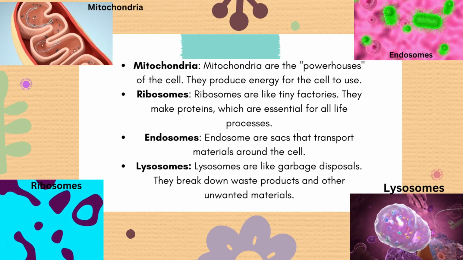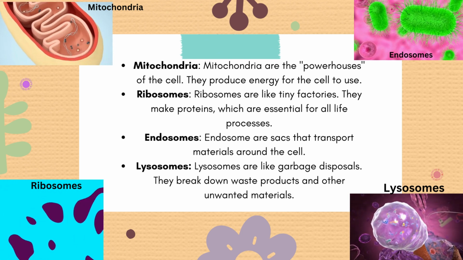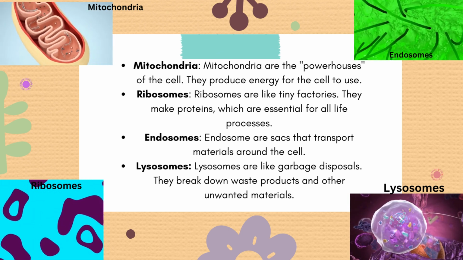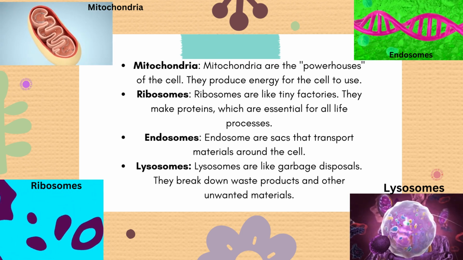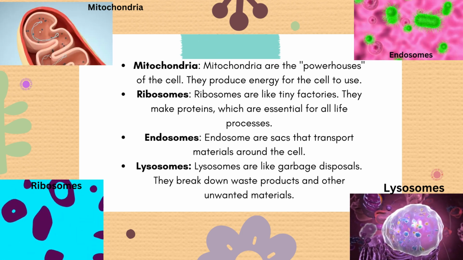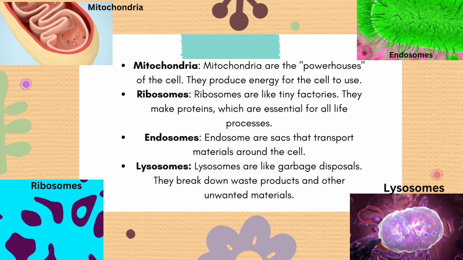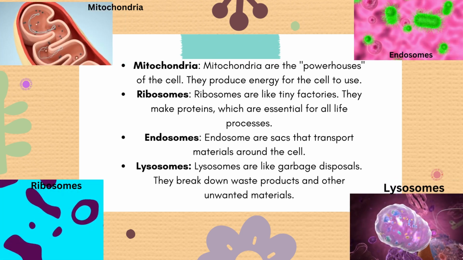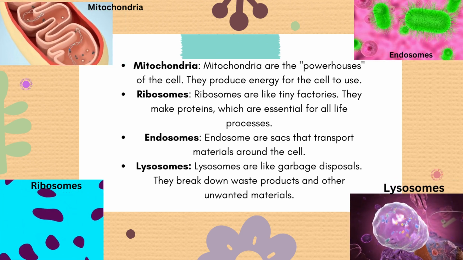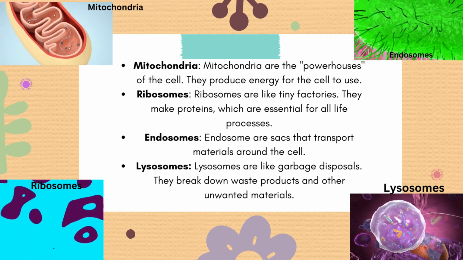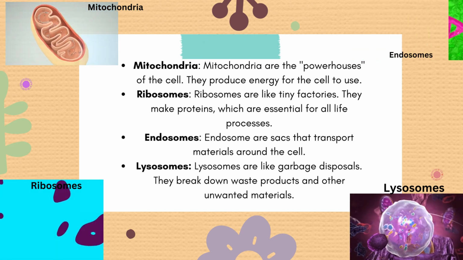Mitochondria. Mitochondria are the powerhouses of the cell. They produce energy for the cell to use. Ribosomes. Ribosomes are like tiny factories. They make proteins, which are essential for all life processes. Endosomes. Endosomes are sacs that transport materials around the cell. Lysosomes. Lysosomes are like garbage disposals. They break down waste products and other unwanted materials.